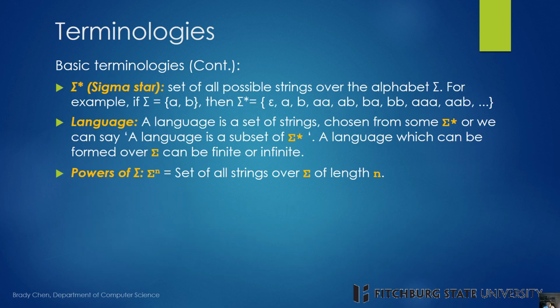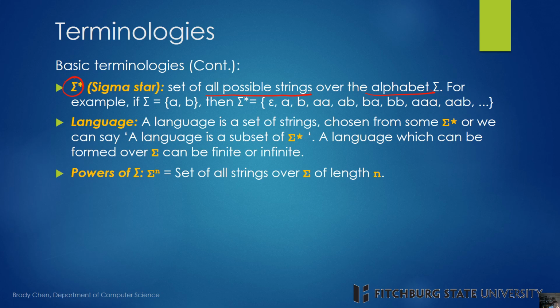Here are some more terms used in the automata. Okay. Now sigma star. Remember, sigma is a set of symbols. It's the alphabet. So now sigma star is the set of all possible strings over the alphabet.